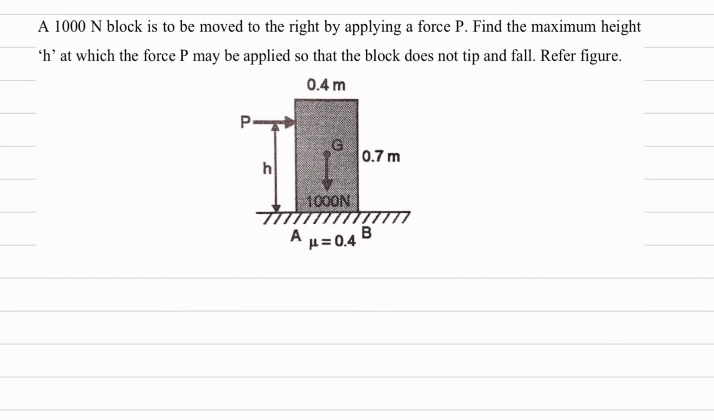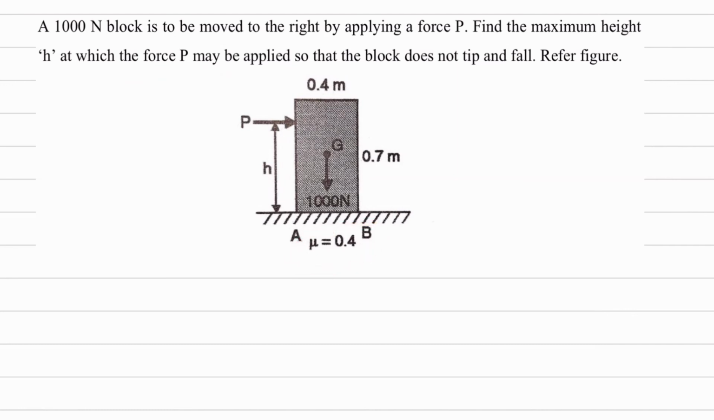Here we'll go through the question. A 1000 Newton block. So this block has a weight of 1000 Newton, and is to be moved to the right by applying a force P. So this is the force P which is applied over here. Find the maximum height at which P may be applied so the block does not tip or fall. Now here the mu value has been given.